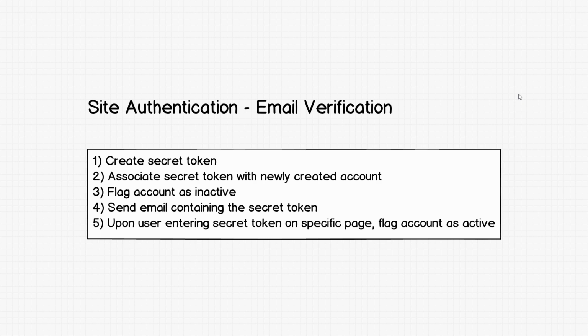So what we need to do is, when a new user signs up, we want to create a secret token, and then we want to associate that secret token with his account on our database, as well as flag his account as currently being inactive. After that is done, we need to send an email containing that secret token, and we'll also have a page where the user can copy and paste that secret token from that email, and that page will then verify his account and he will be able to log in successfully.